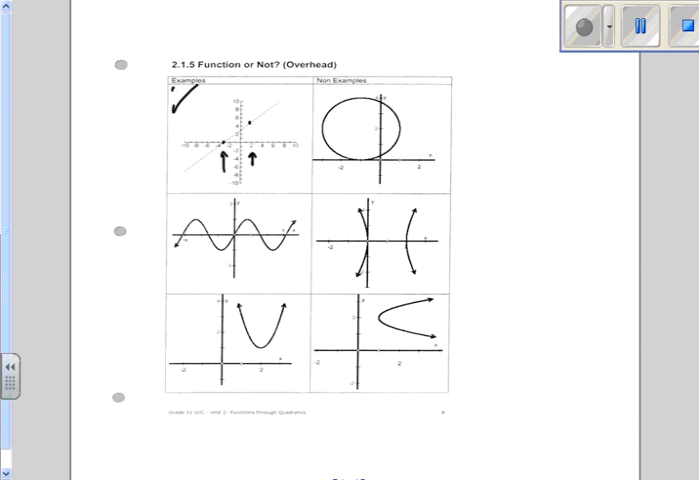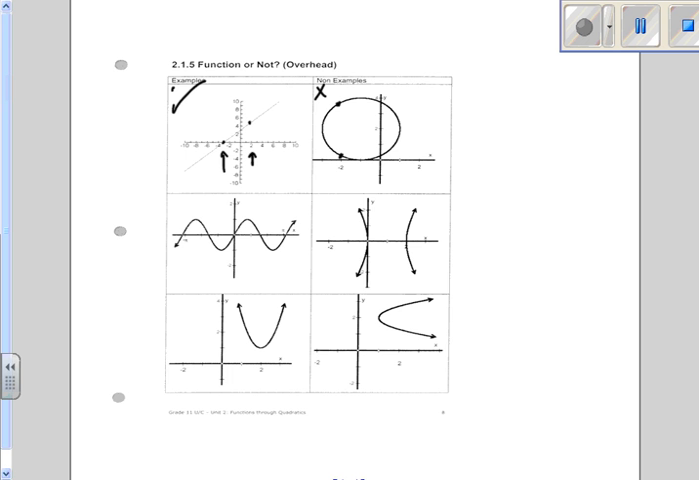That is a function. The one to the right of it is not a function. For instance, when x is -2, I have a possible y value here and a possible y value here. There are 2 y values for my x value. That is not a function.